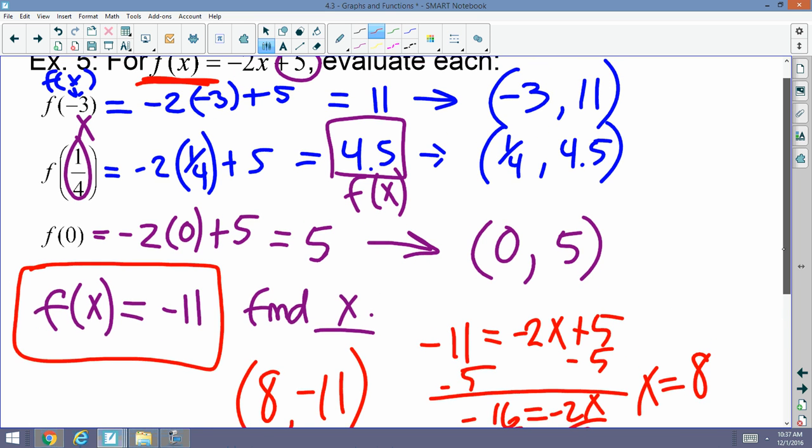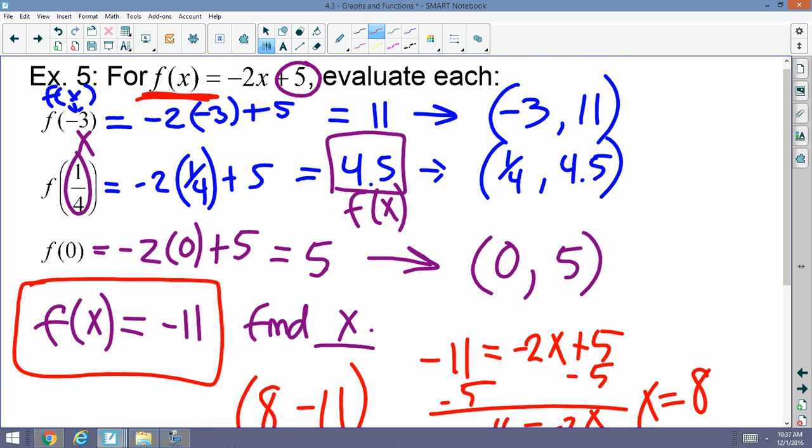Guys, do you see the differences here? I'm replacing the x's in these. I'm replacing the y in here. Yes, no, maybe, kind of, sort of.